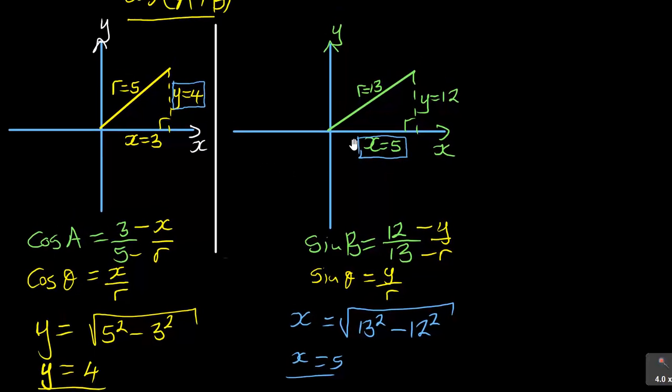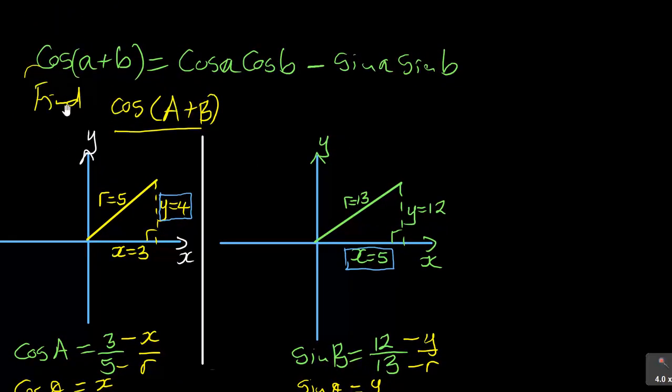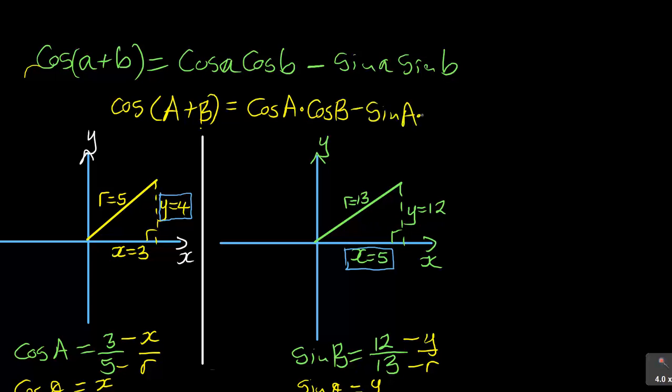Now, when I've done that, I then need to come back. Remember, the question says find cos(A + B). Now, when I simplify that cos(A + B), from the top, it will be equal to cos A dot cos B minus sin A dot sin B.